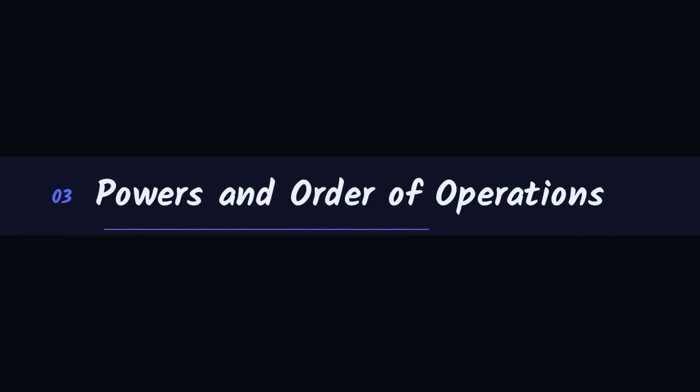The double asterisk is the exponent operator. 2 to the power of 3, 10 squared, that sort of thing. Python also follows the standard mathematical order of operations.